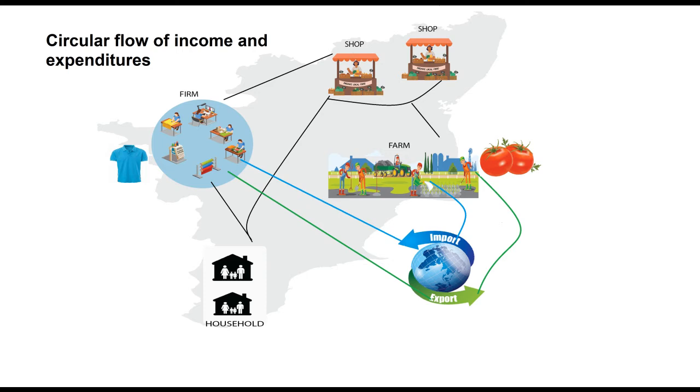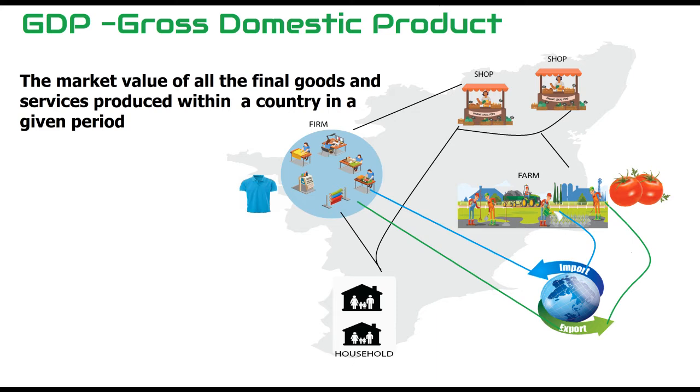To understand the definition of GDP, it's very important to understand the concept and the situation. Let's take a look at the definition of GDP. What is GDP? GDP is basically the total production of the nation's overall economy, gross domestic product. In a simple way, we define GDP as the market value of all the final goods and services produced within a country in a given period.